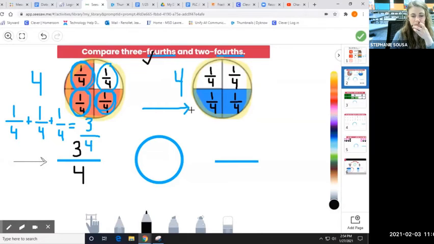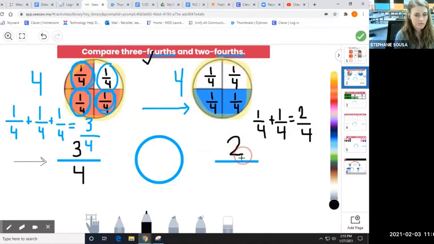Notice that I have partitioned this shape on the right side into 4 equal parts. And to shade 2/4, I had to add 1/4 plus 1/4. When we combine those 1/4, we get 2 1/4 or 2/4. I can record my fraction using my fraction bar on my seesaw task. I have now represented 3/4 using a model and 2/4 using a model.